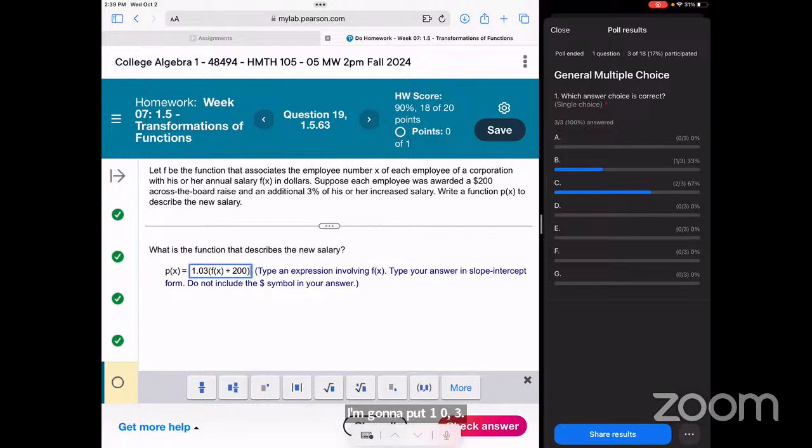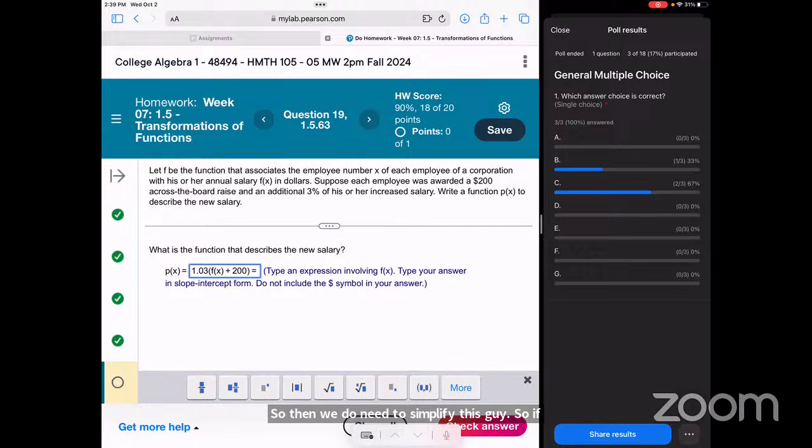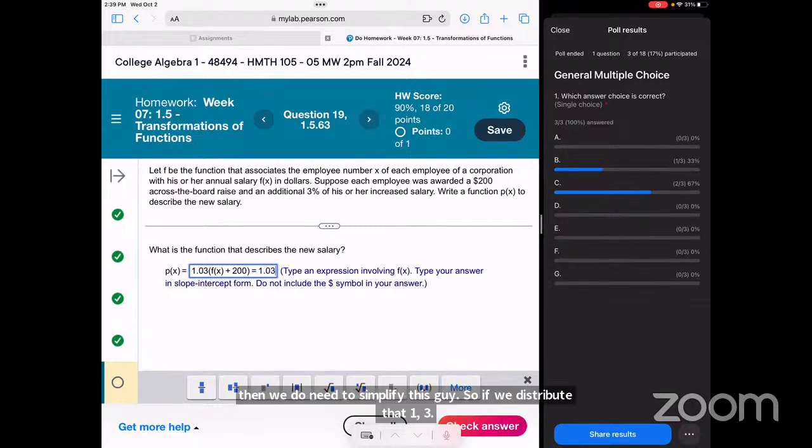Distribute it across the board, okay? I think that captures the flat raise along with the 3% increase on a new salary. So then we do need to simplify this. If we distribute that 1.03, we're going to get 1.03 times f of x.